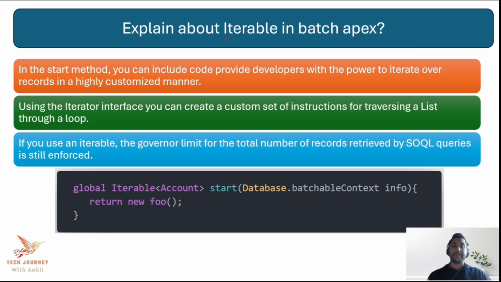The specific scenario that I worked on in my experience was whenever I had to process a CSV file in batch Apex, I preferred to use the iterable interface. In the start method, you can define this interface, which provides the developers with the power to iterate over the records in a highly customized manner.